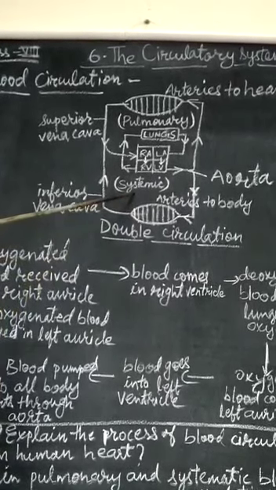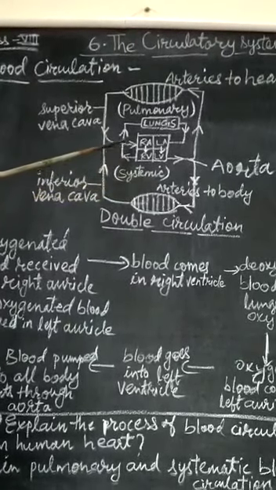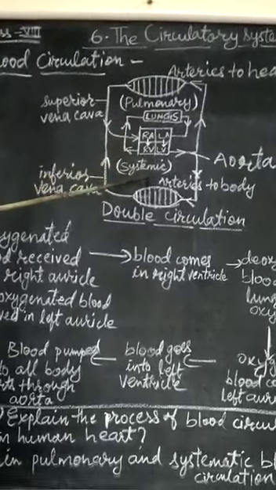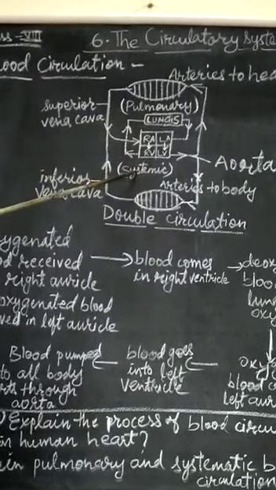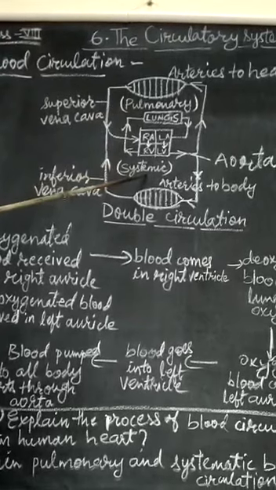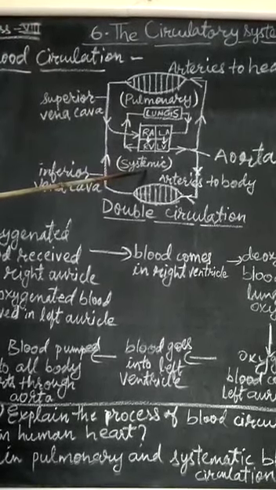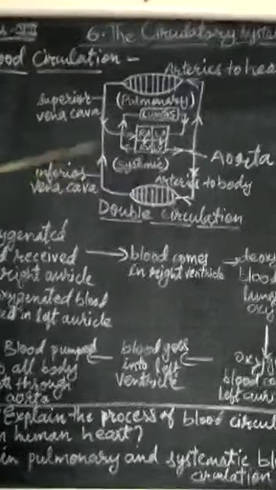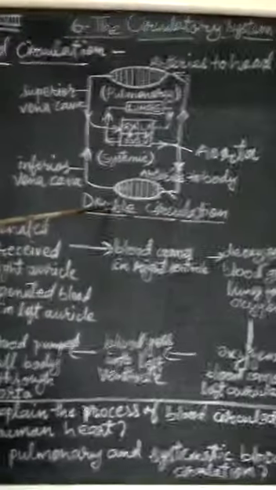In this way, you can see here that blood flows twice in the heart, and this is called double circulation. That is, pulmonary and systemic, both are the types of blood circulation in the heart, and including both it is called double circulation.